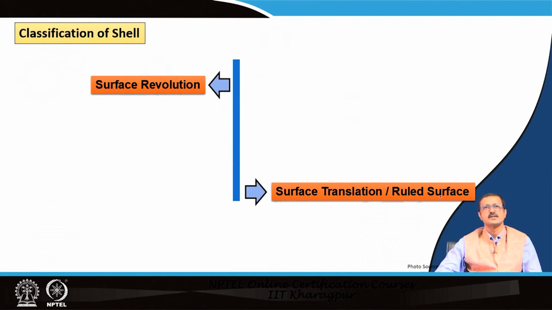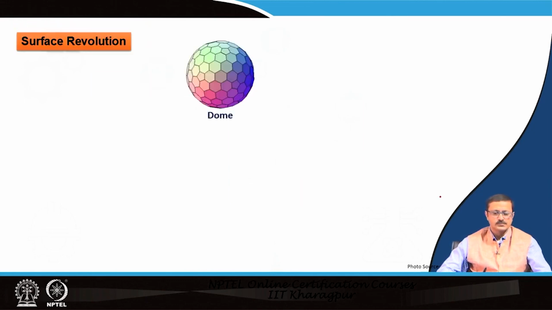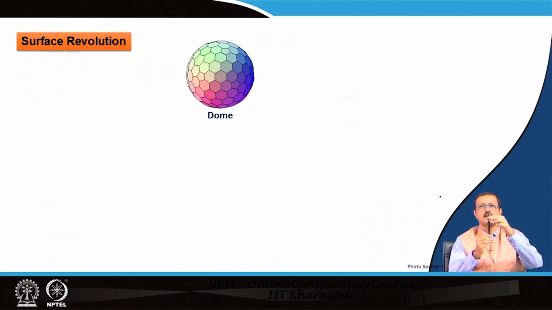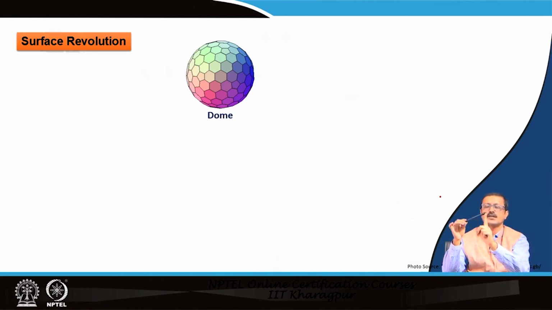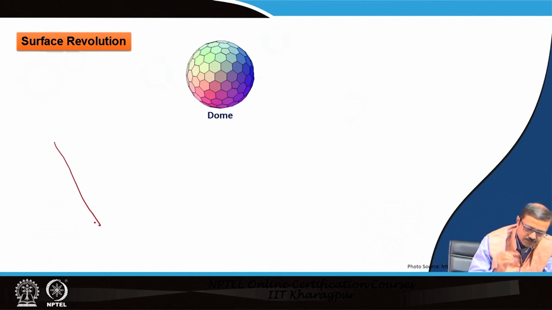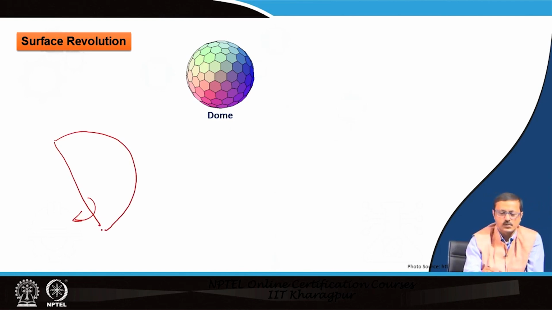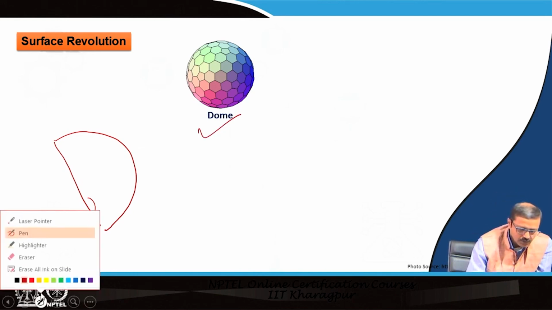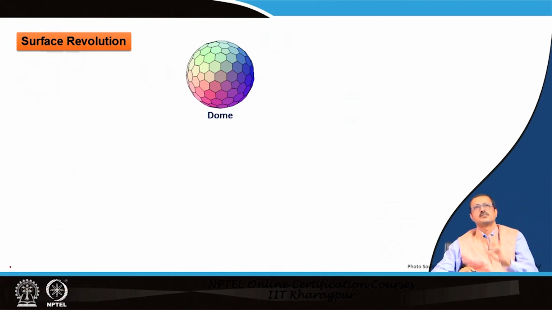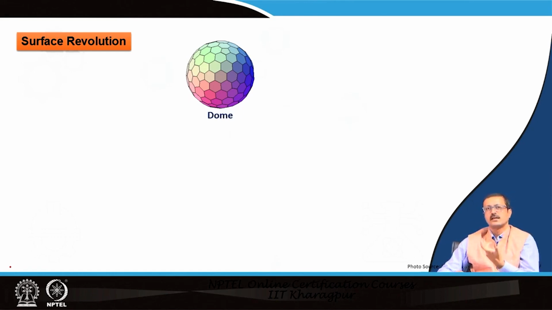The shell can be classified as surface revolutions and surface translations also. For surface revolution, you can have a generator and an axis of rotation, and if you rotate this, you will get a cone. Suppose you have an axis of rotation and a generator like a half circle, and if you rotate that half circle, you will get a dome, right. So, by any means, if you can rotate a generator through surface revolution, you get a surface that comes under the domain of surface revolution.